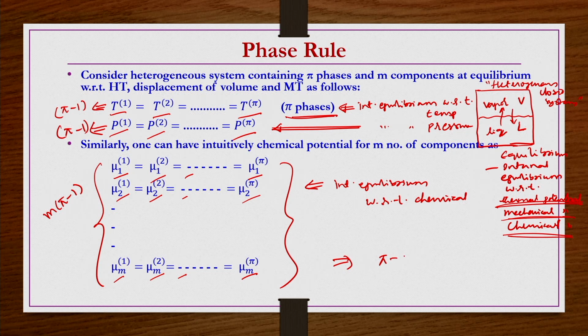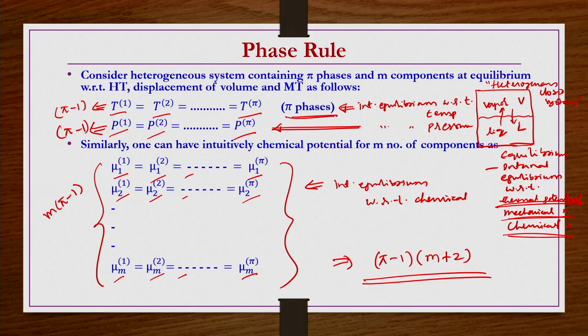Pi minus 1 multiplied by m plus 2 number of equilibrium relations are existing. This is very much essential in order to find out the degrees of freedom that are to be fixed in order to fix the state of equilibrium for that given system.